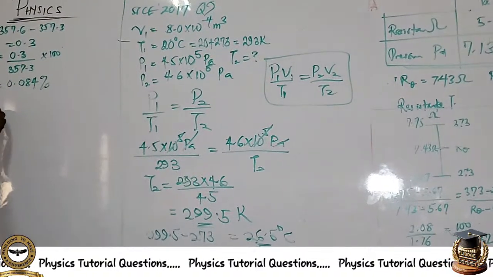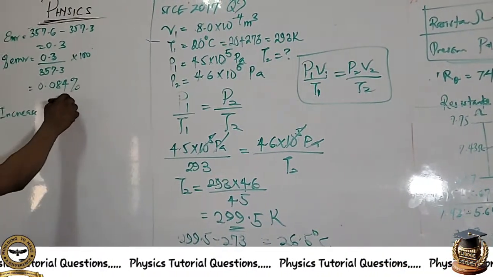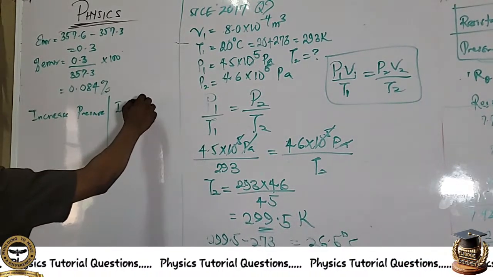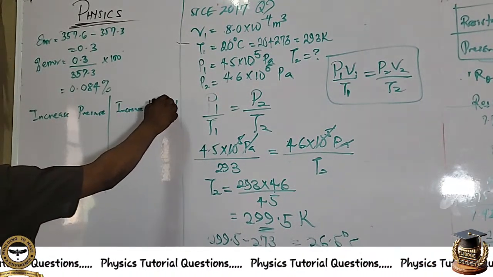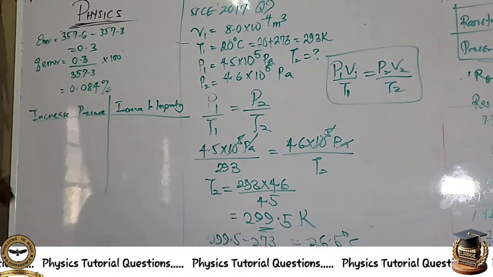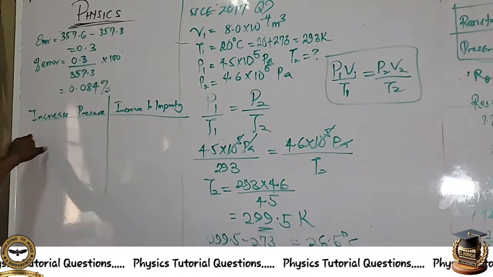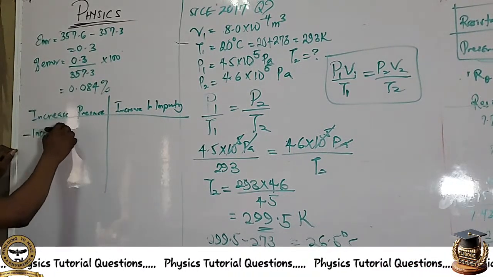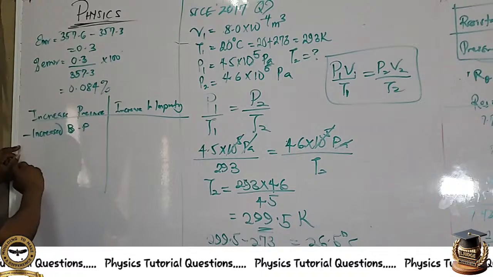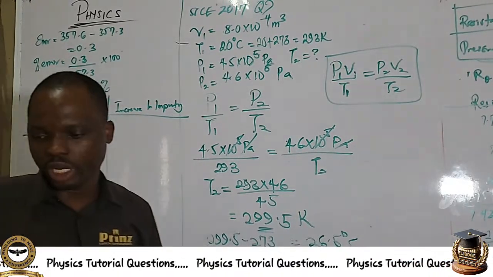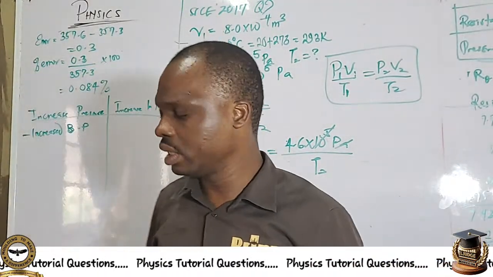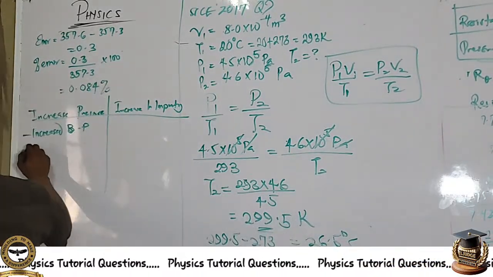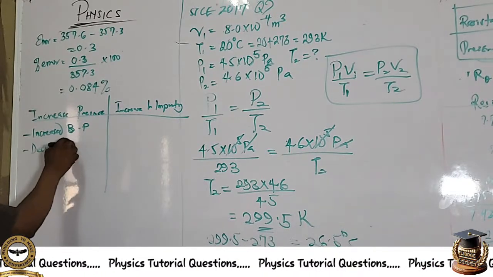Increase in pressure, increase in impurity. These two things, you have to note. Increase in pressure increases the boiling point, and also it decreases the melting point. So, increased boiling point and decreased melting point.